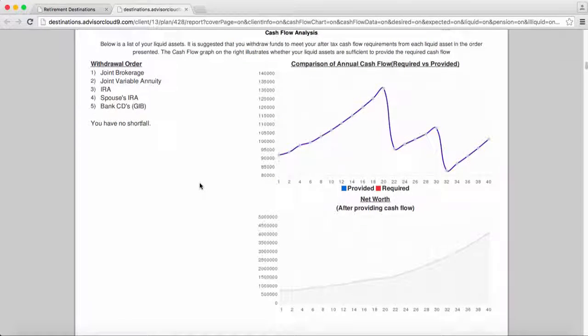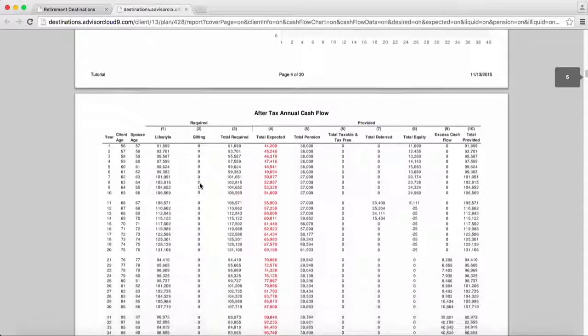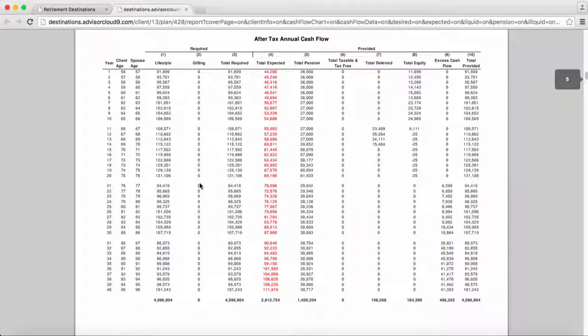After that is the after-tax annual cash flow chart. This outlines all cash flow, both required and provided. Provided income is broken down by source, whether it be pension, taxable, tax-free, tax-deferred, or from an equity account. Excess cash flow is also displayed each year that it's available, so that should give you an idea of how much possible reinvestment the client can make.